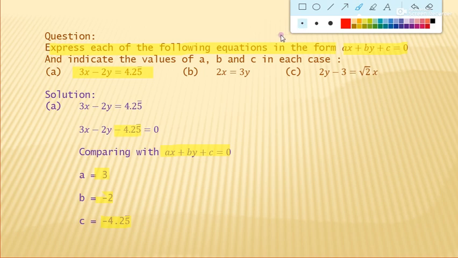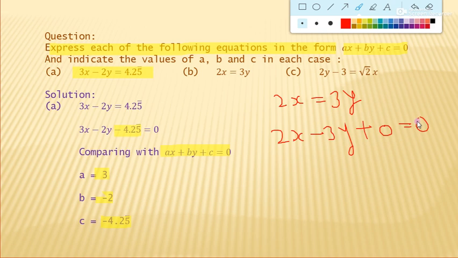I also want to recall some points with example b. 2x is equal to 3y. How can you do it? Definitely you will write this equation in the form of this: 2x minus 3y plus 0 is equal to 0. Now when you compare it, a is equal to 2, b is equal to minus 3 and c is equal to 0. I hope you understood.